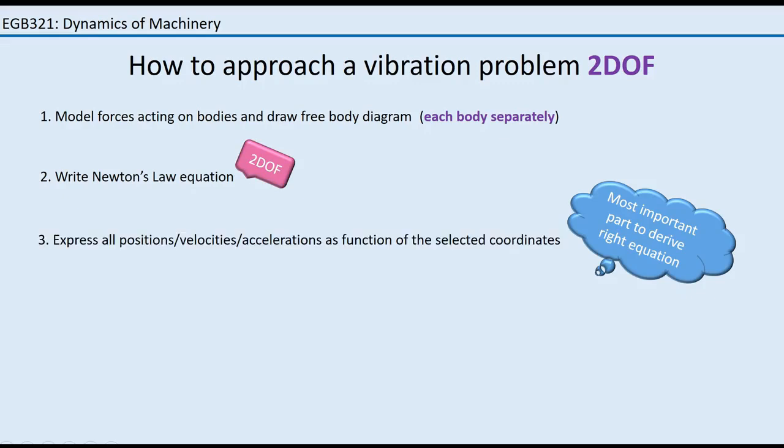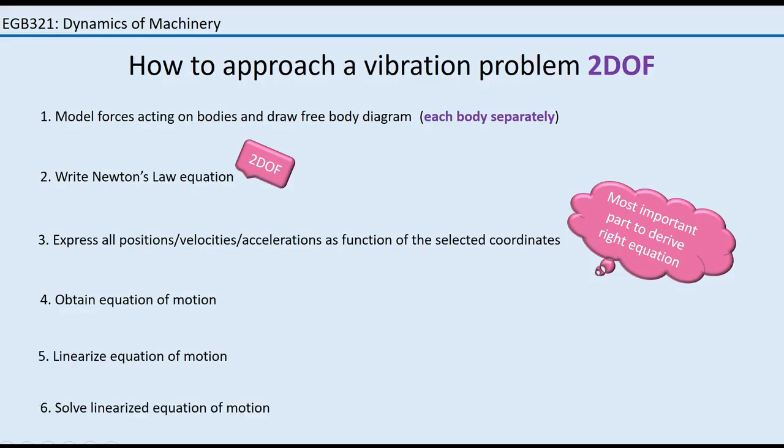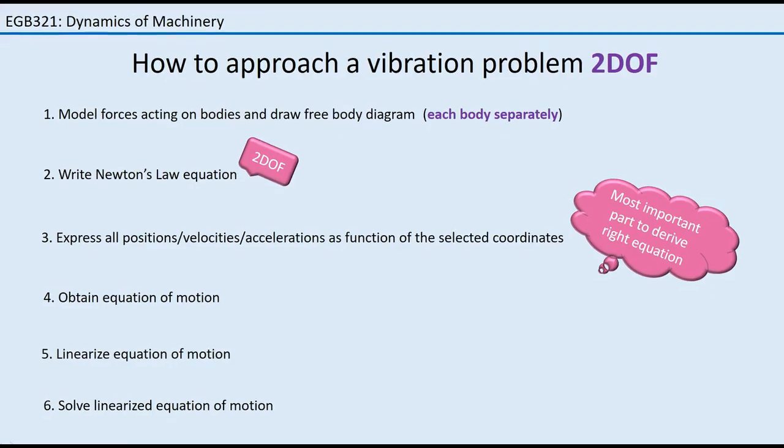Then we express all kinematic quantities as a function of selected coordinate, as we did in the last examples for single degree of freedom. Then we obtain the equation of motion, we linearize the equation of motion, and then we solve the linearized equation of motion. Keep the first step, which is free body diagram, as you can draw it by yourself. I'll start from the second step, which is Newton's law equation.